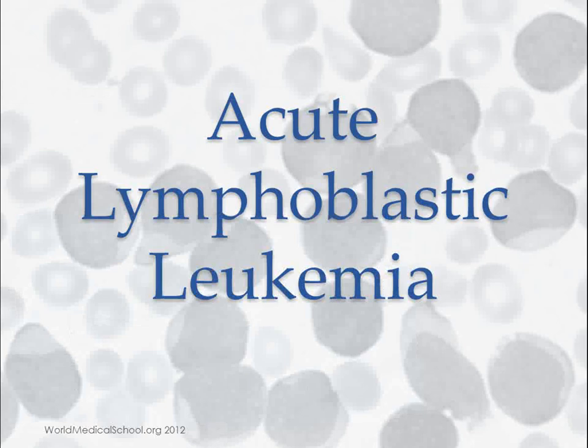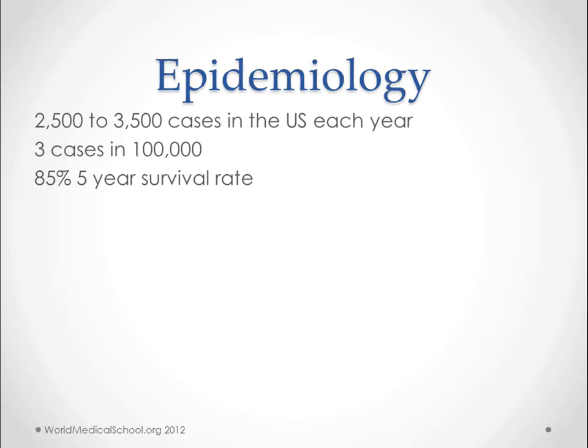We're going to talk about acute lymphoblastic leukemia. So this is a fairly uncommon disease in relation to the other diseases we've talked about recently, but it still is one of the most common killers of children. It's the most common cause of natural death in children after perinatal complications and congenital abnormalities. So it's still a really big deal.